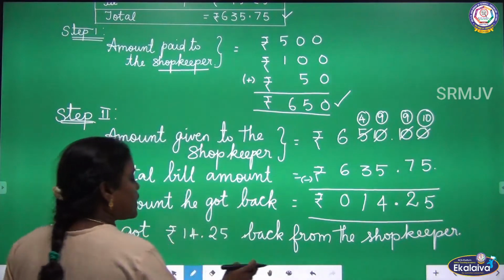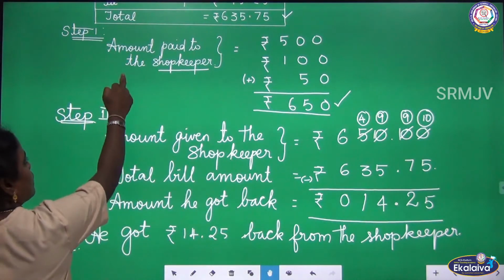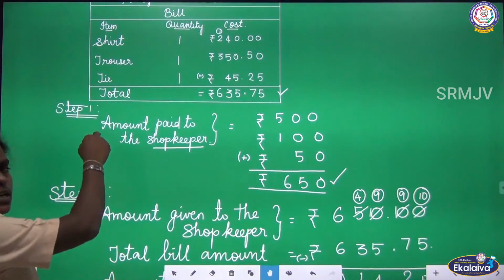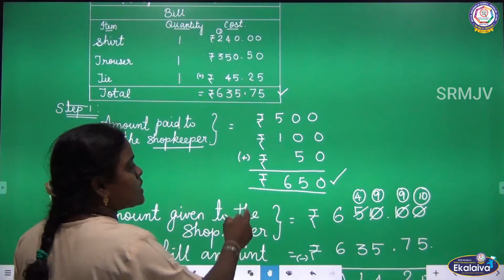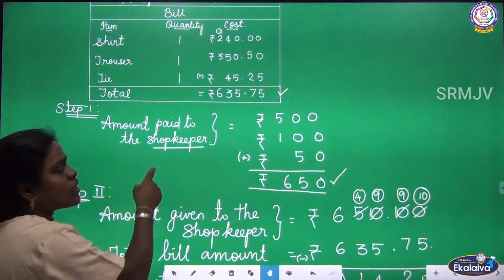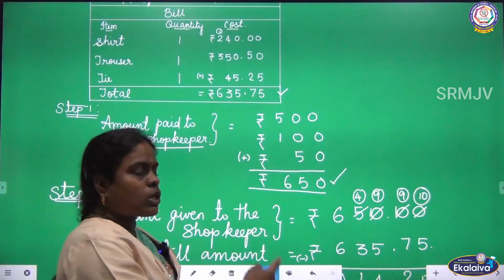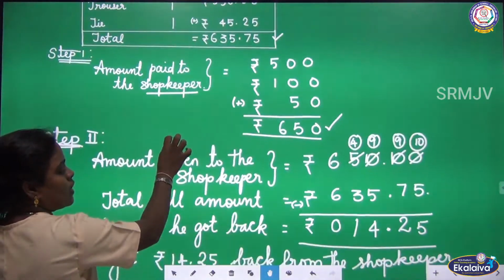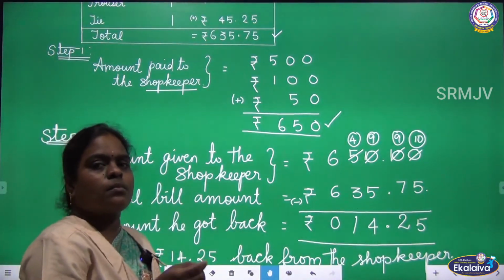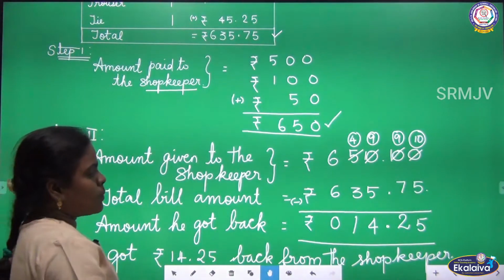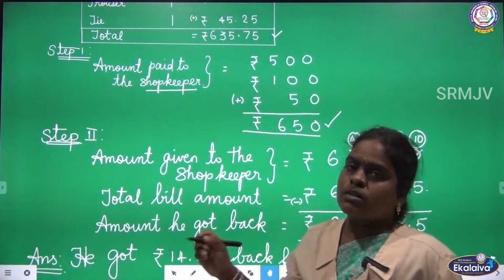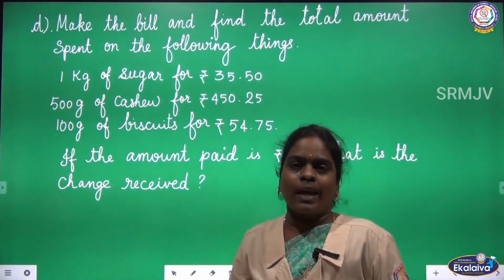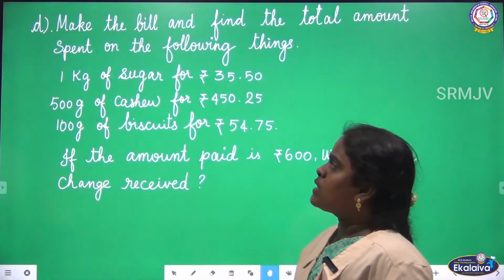So, listen children, here in the first step we find the total amount of the things which he bought, and in the second step we find the total amount which is given to the shopkeeper, and look at the third step. Here we find the amount which he gets back from the shopkeeper. So, is this clear children? In this question you have learnt a new concept, that is how to make the bill. Look at the next question.